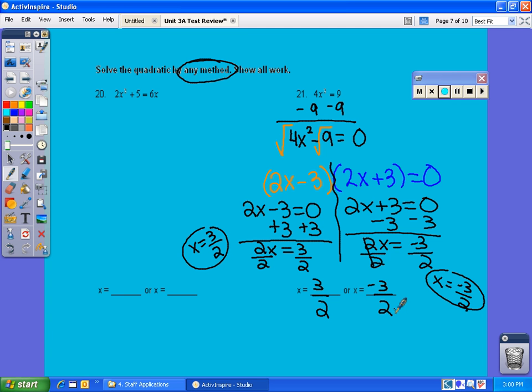Okay, so if you can factor, factor. If it says any method, if you can't factor, use the quadratic formula.